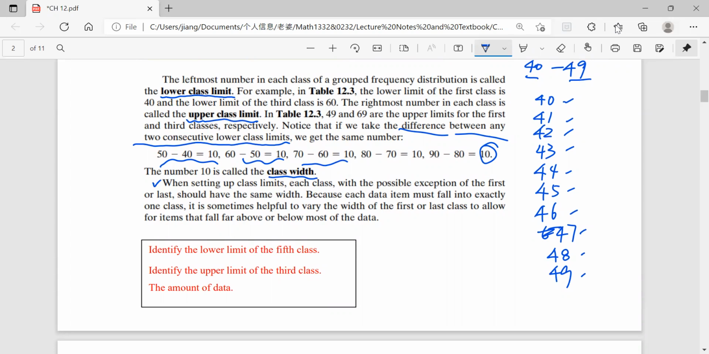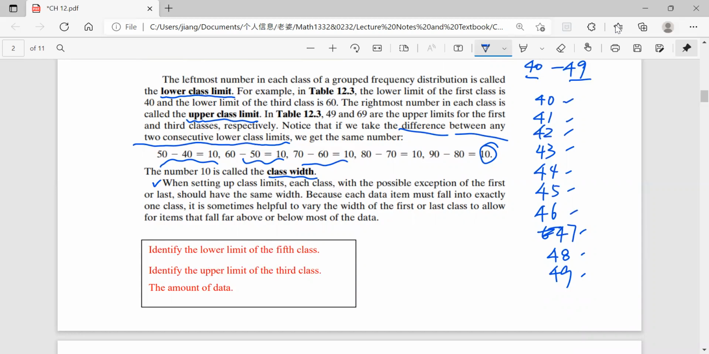When setting up class limits, each class, with the possible exceptions of the first or last, should have the same width. Oh yes, they just tell you each class has the same class width, because each data item must fall into exactly one class.